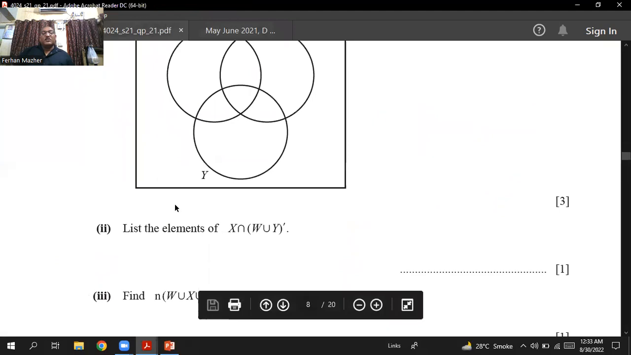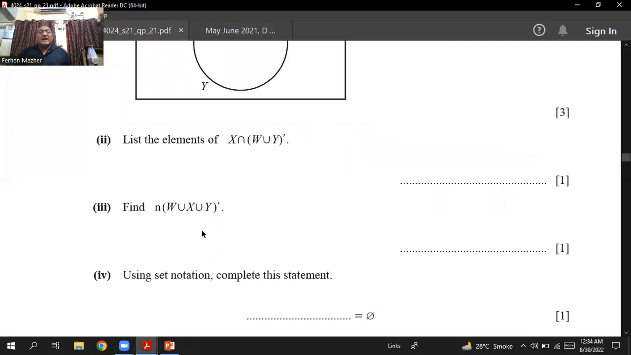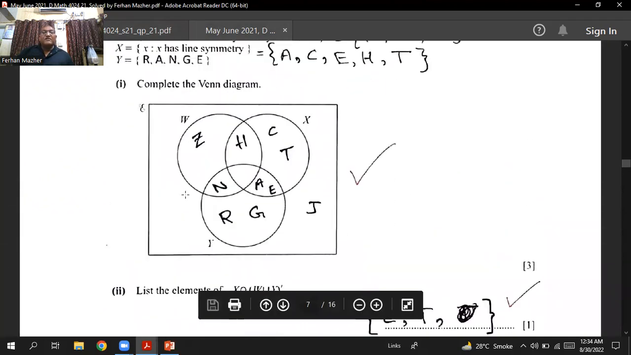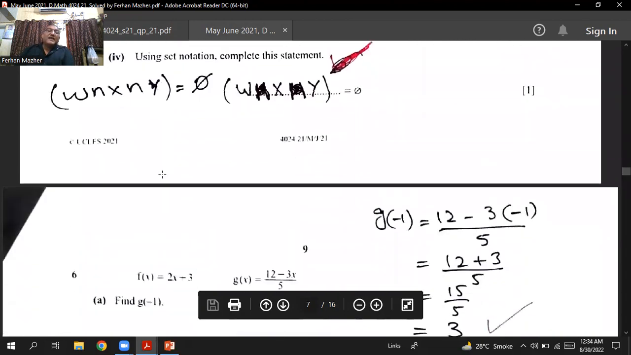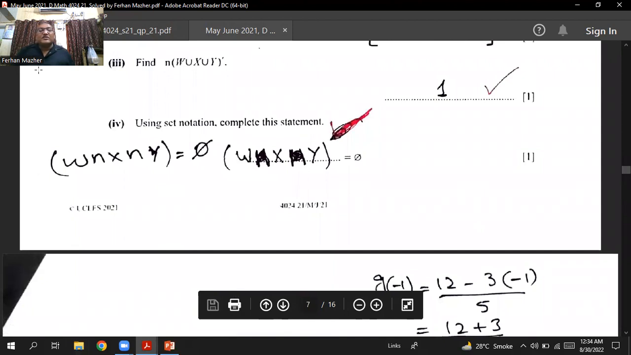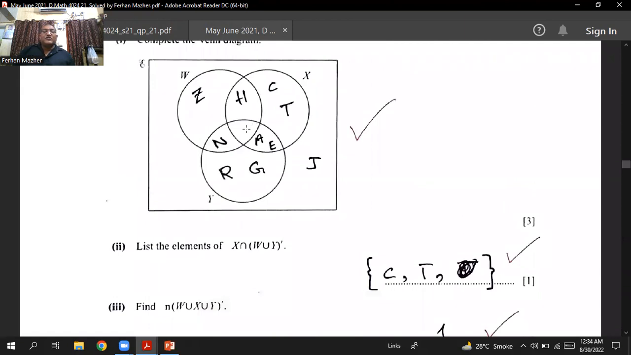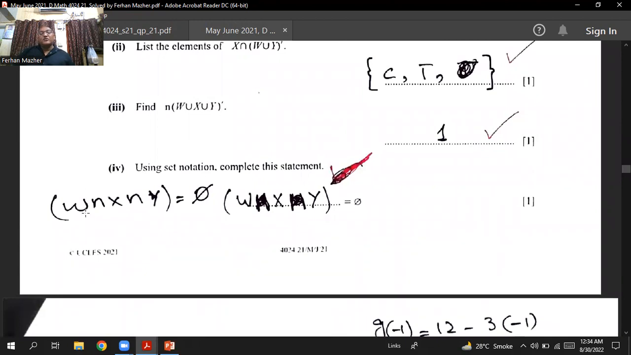Then the question is the number of members in W union X union Y and the whole complement. That means out of these three circles, there is only one member, that is J. So how many members are there? One. Then it says using set notation, complete this statement. So which portion is empty? The portion which is common to all three is empty. That is the null set. So W intersection X intersection Y is equal to the null set, the phi set, and that is empty.